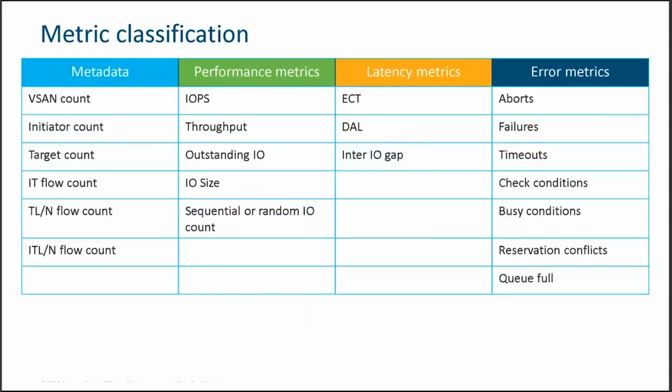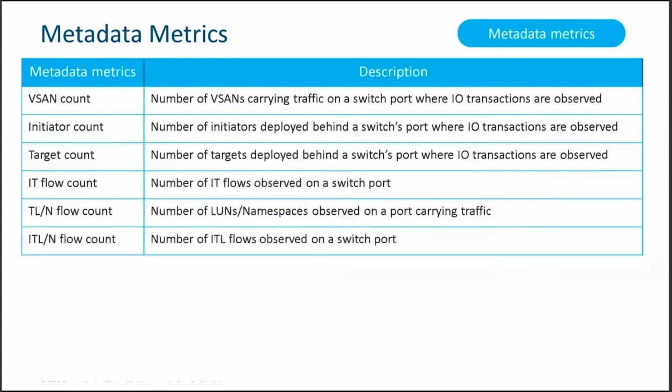So these are the list of the metrics. I'll leave this as a reference. Let's go into detail of that. Essentially, these are the metadata metrics. As I said, the vSAN count seen on a port, the initiator count observed on a port based on the live traffic that's flowing towards the network side of it. That's really important. I have a drawing that conveys this, and there's a quiz for you guys, for those of you who still have energy left. There's a target count metadata metric, IT flow count, TL or TN flow count, and ITL or ITN flow count seen on a switch port.